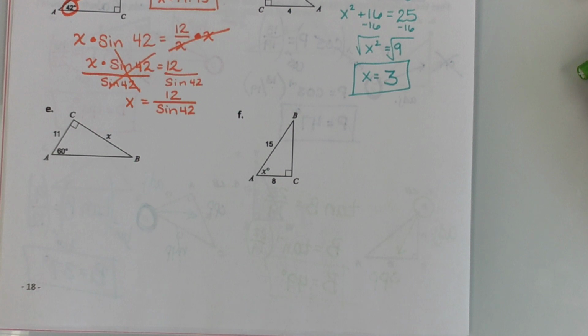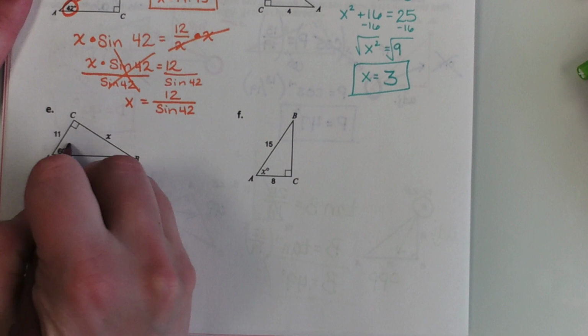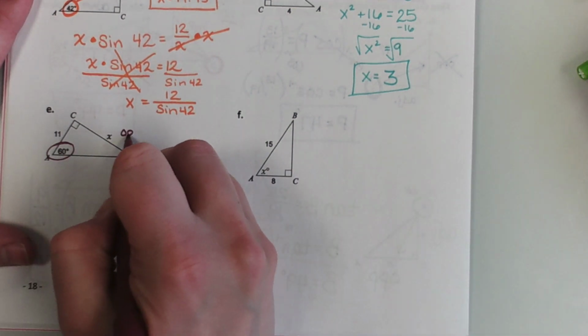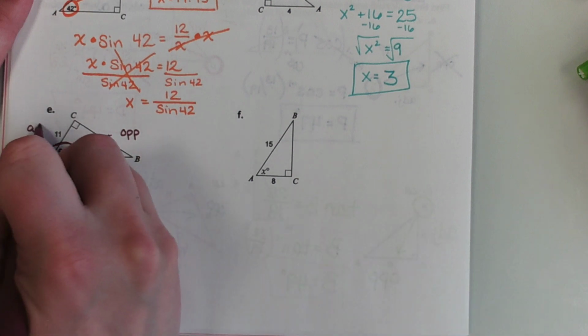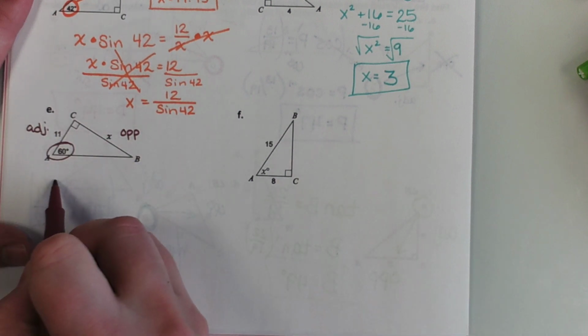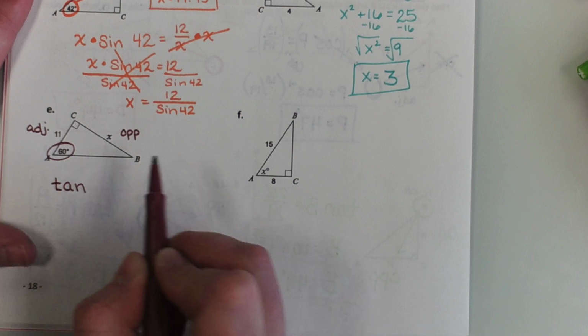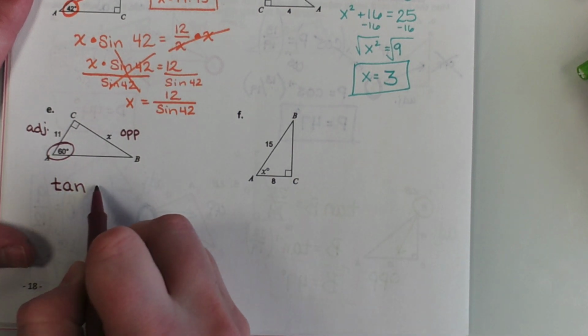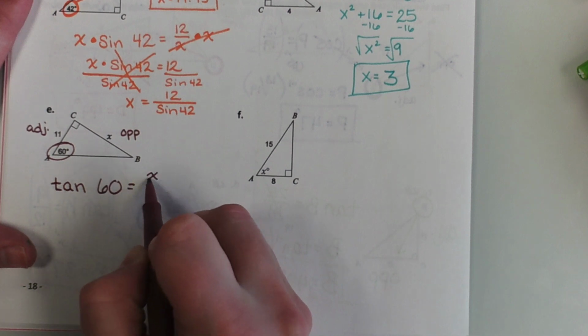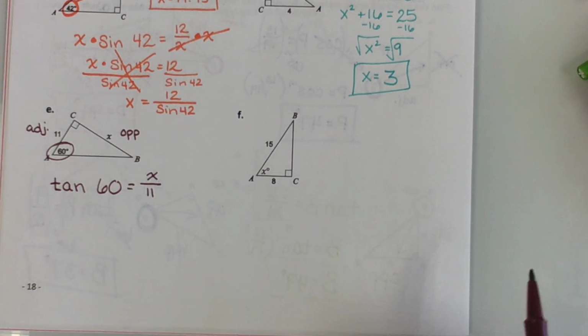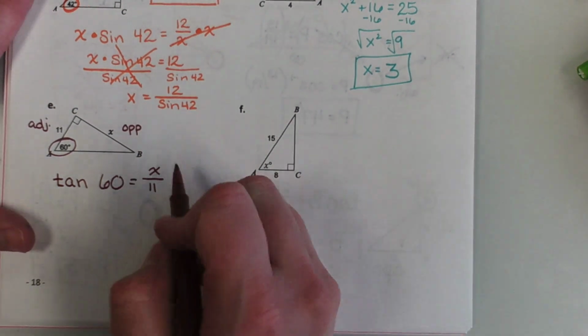Final 2 problems. Problem E, what's our angle of focus? 60 degrees. X is the opposite. 11 is the adjacent. What trig ratio? Tangent. Tangent of 60 equals opposite over adjacent, x over 11. When the variable is in the fraction, I always solve the same way. Multiply by what? The denominator, in this case 11.